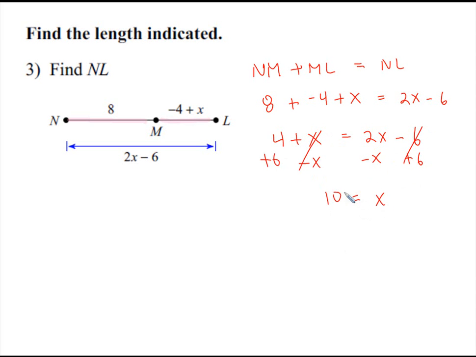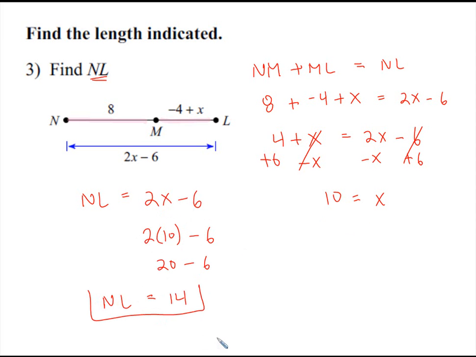All right. But in this problem here, we need to find out what NL is. So you have to make sure you plug in the x to find out what NL is. So remember, NL is this whole length. So NL, we were told, is 2x minus 6. Now that we know what x is, we can plug it in to figure out what NL is. So we end up with 20 minus 6. So NL is going to equal 14. Okay.